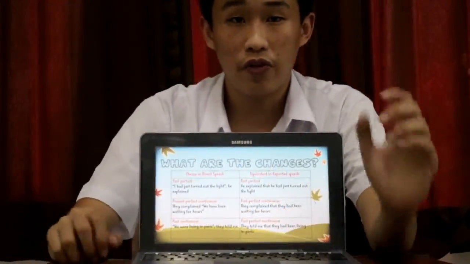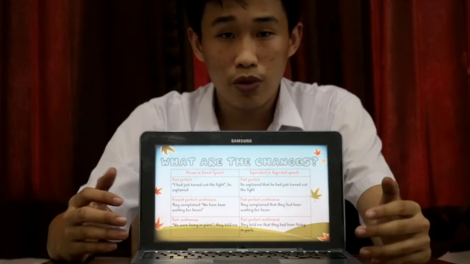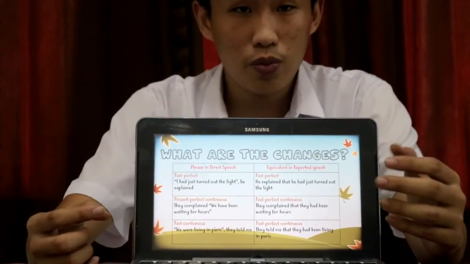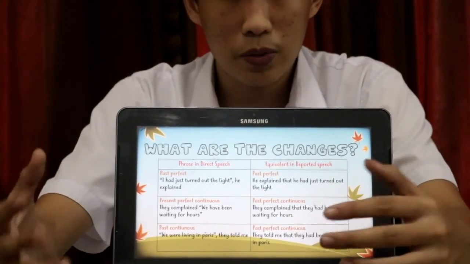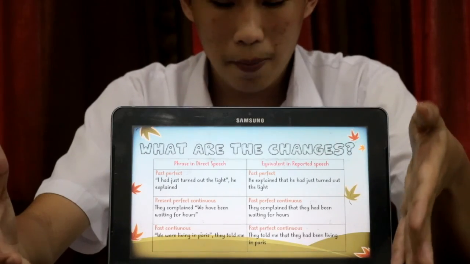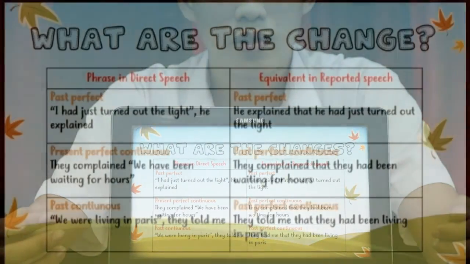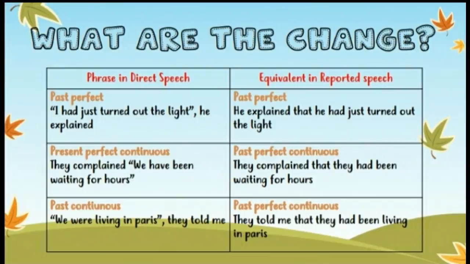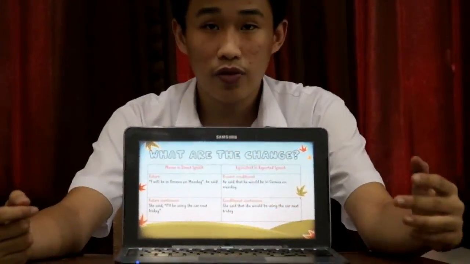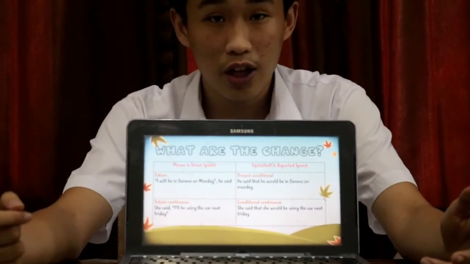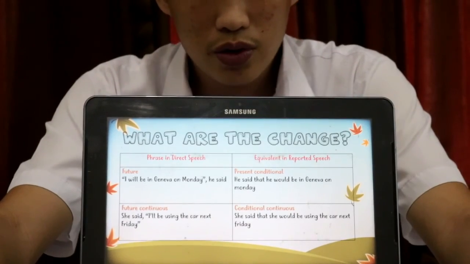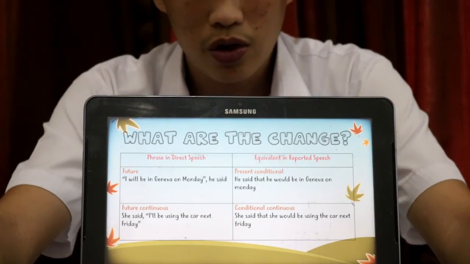And if we use past perfect in direct speech, it will be changed to past perfect in reported speech. And if we use present perfect continuous, it will be changed to past perfect continuous. And if we use past continuous, it will be changed to past perfect continuous. If we use future sentences in direct speech, it will be changed to present conditional in reported speech. And if we use future continuous, it will be changed to conditional continuous.